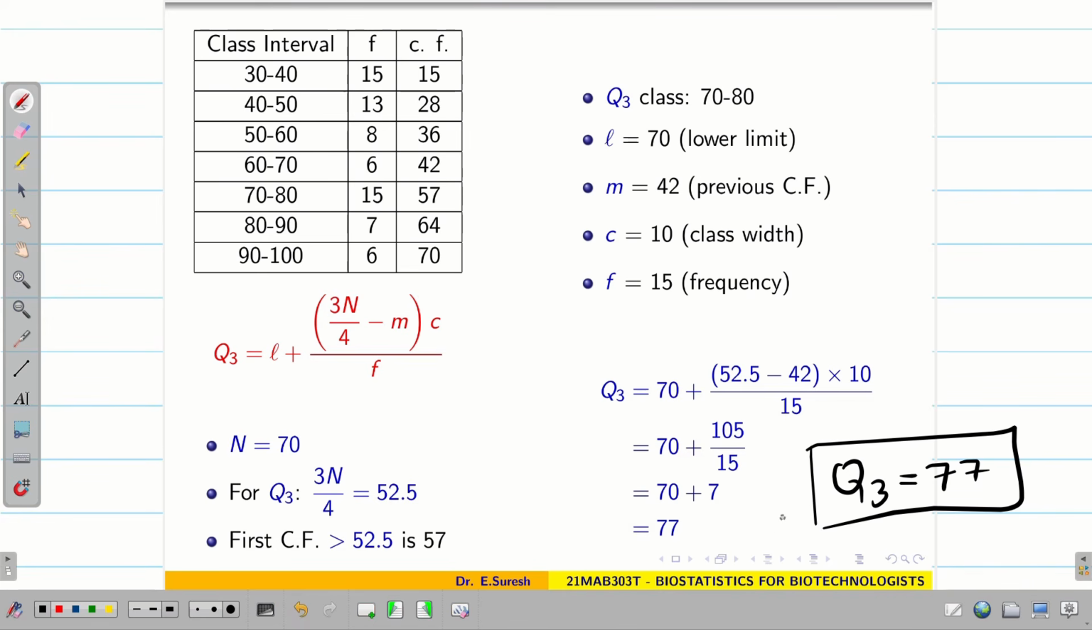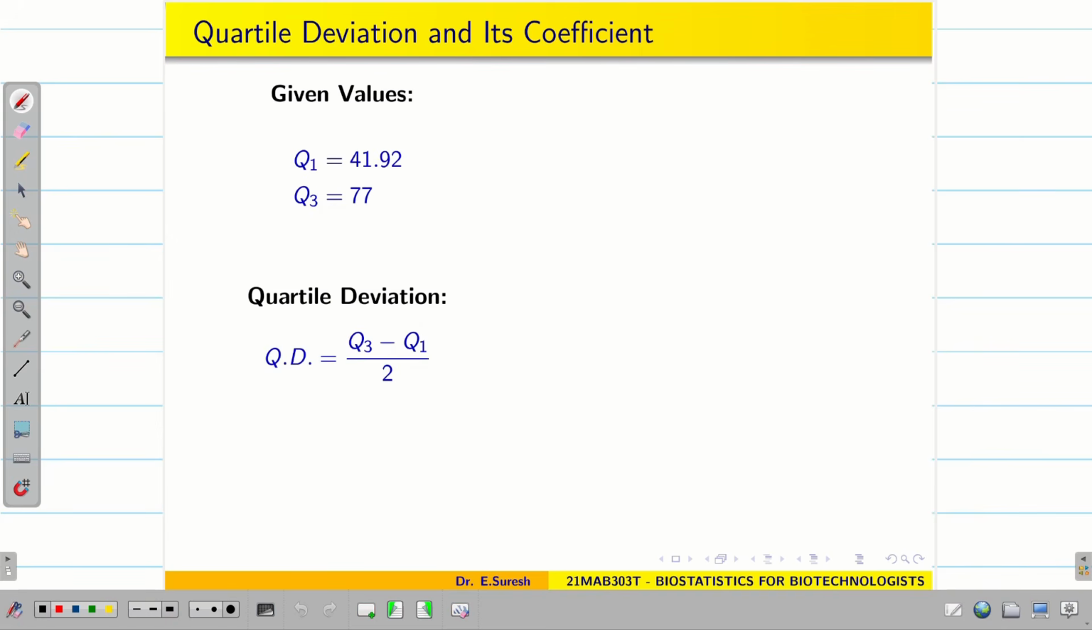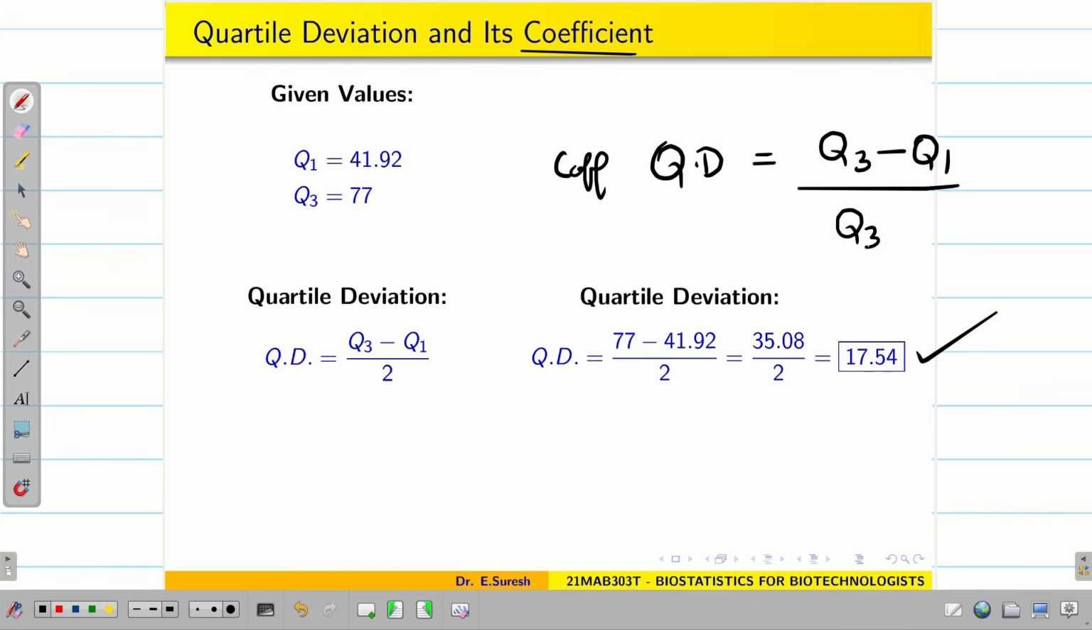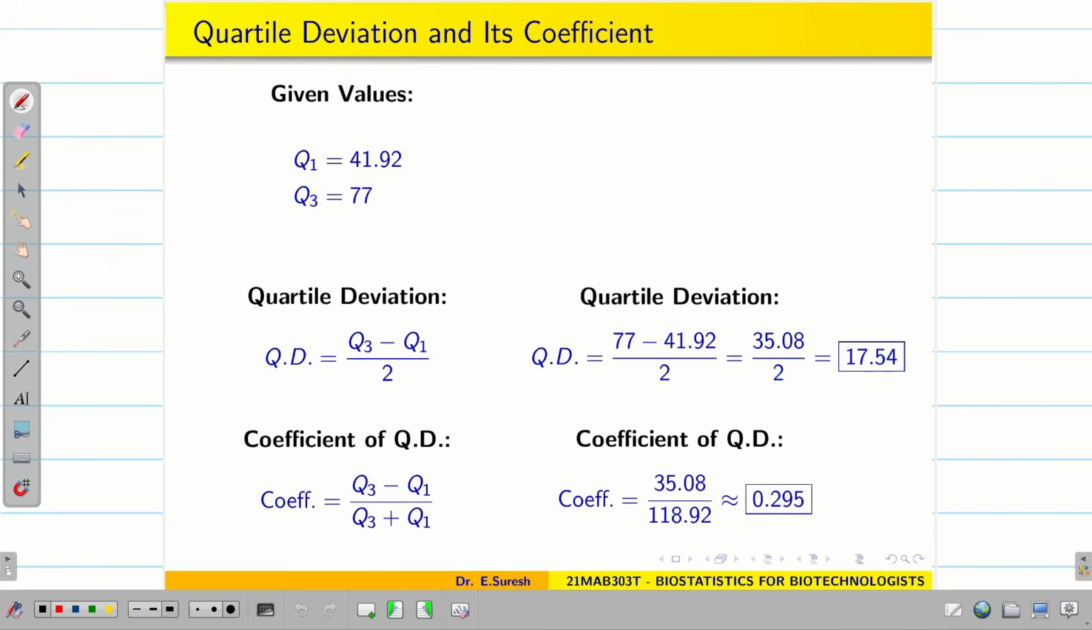How to find quartile deviation? The formula for quartile deviation is (Q3 minus Q1) by 2. We know our Q3 and Q1. Substitute this, and you get the quartile deviation, that is 17.54. Next, we have to find the coefficient of quartile deviation. The coefficient of quartile deviation is very simple: Q3 minus Q1 divided by Q3 plus Q1. Now substituting this, we can easily find the value, that is 0.295.